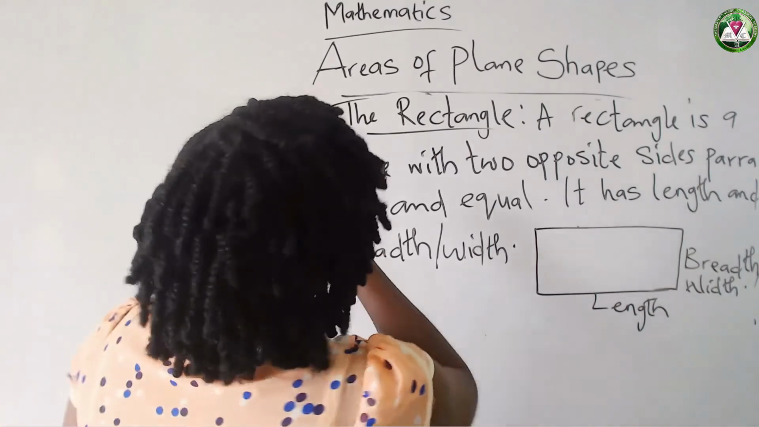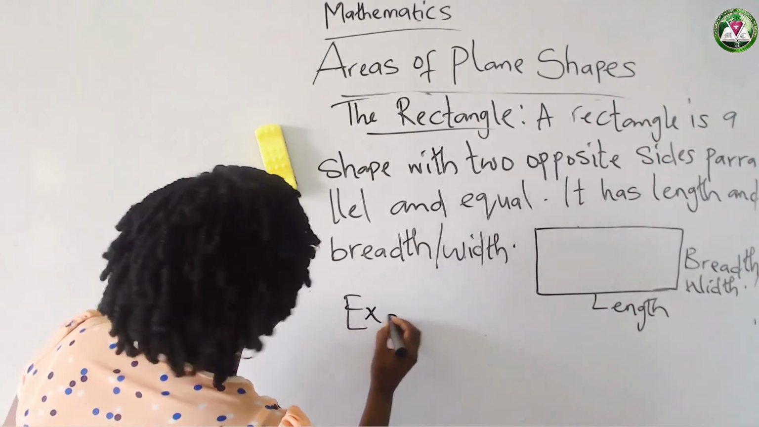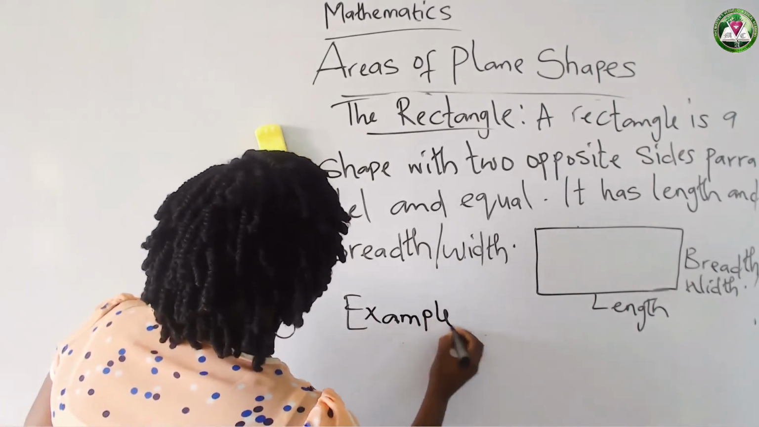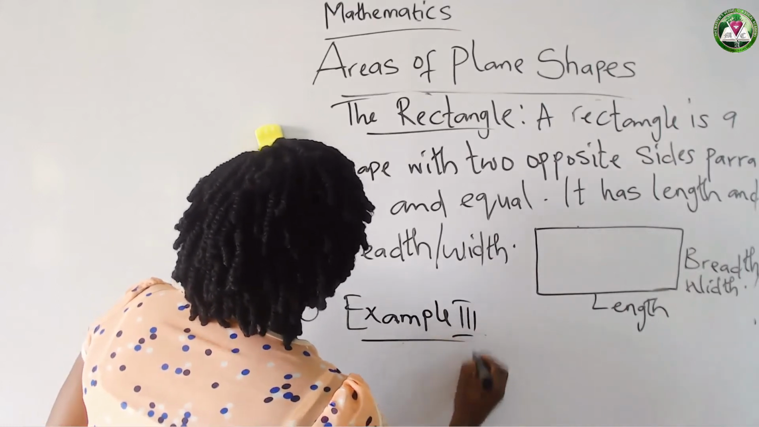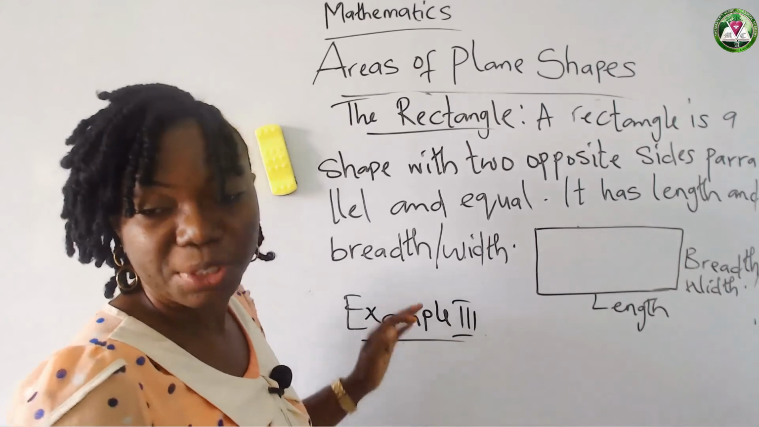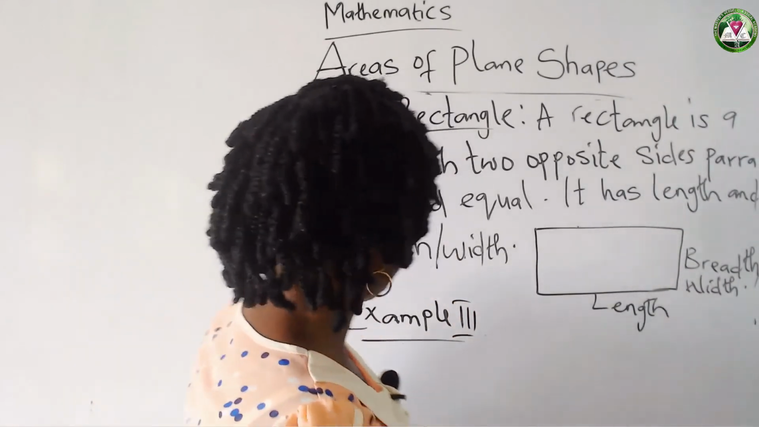For instance, this should be example 3. Remember, we've taken 2 examples already under square.